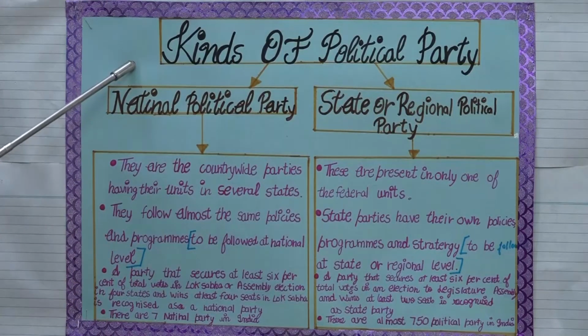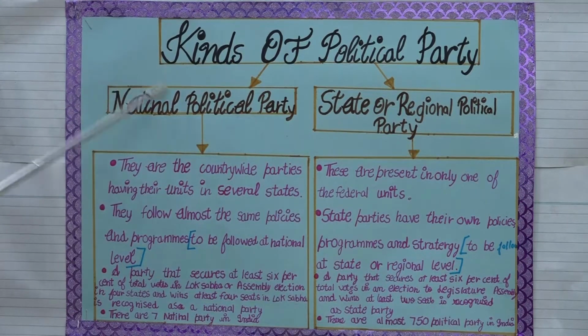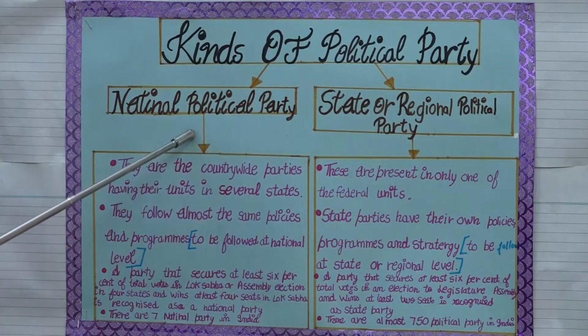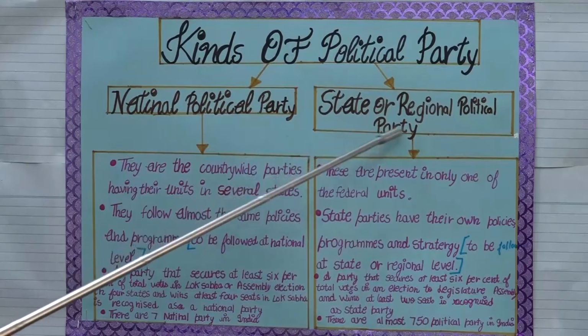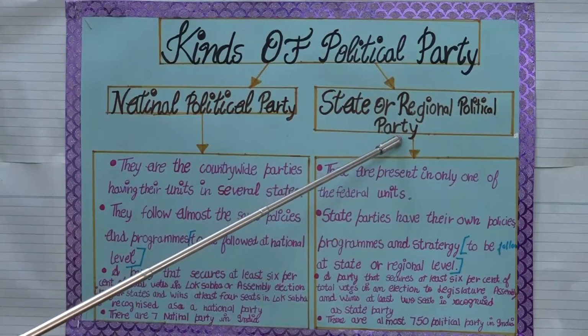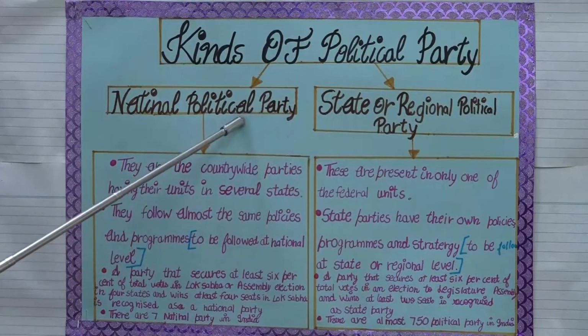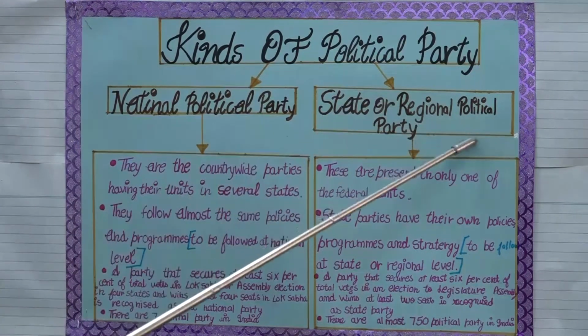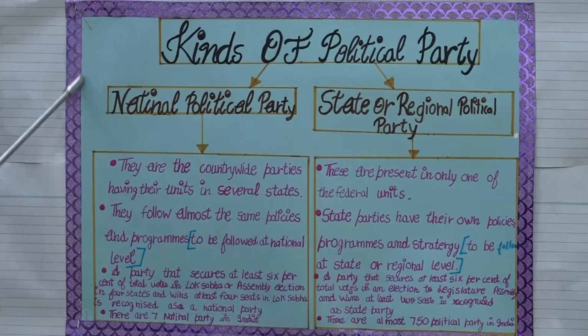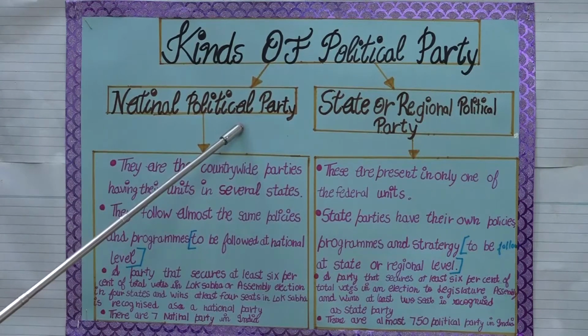Kind of political party. As before this, I told you about the party system which exists in the world. Now we are talking about the party system in India. In India, we have parties as national political party and state or regional political party. Let's understand the difference between a national political party and a state or regional political party. We will discuss about the criteria which make a party as national political party.